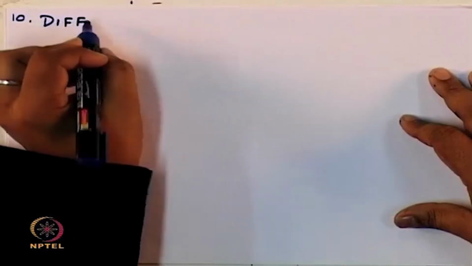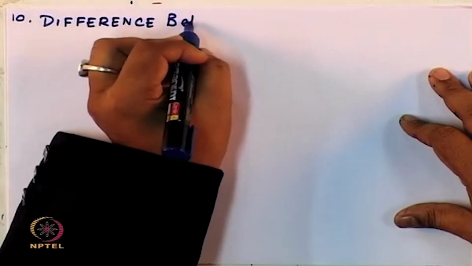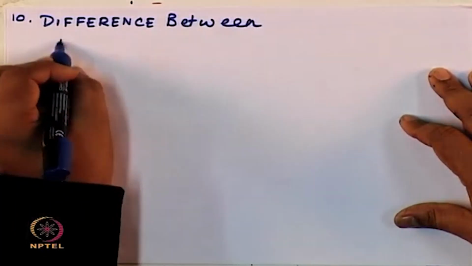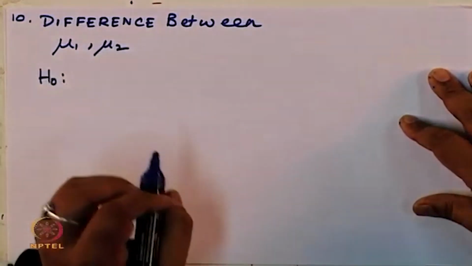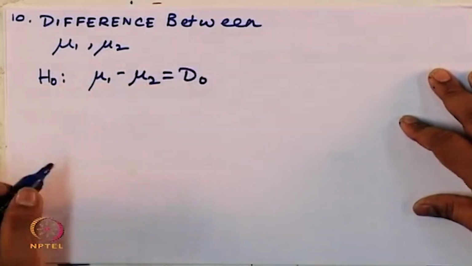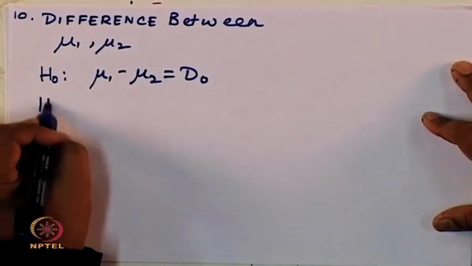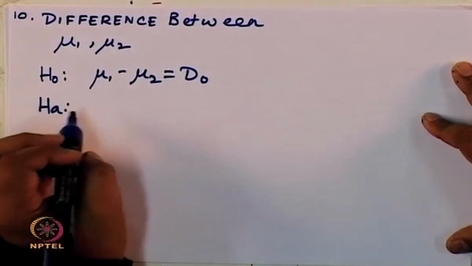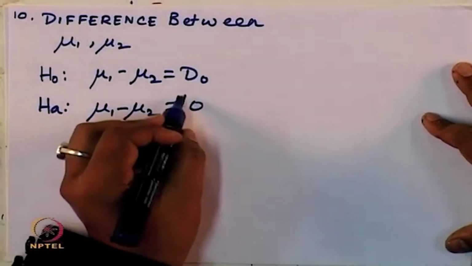Now, let us see for finding out the difference between population means, mu 1 and mu 2. What should be your null hypothesis? Your null hypothesis can be something like mu1 minus mu2 equal to d naught, where d naught is some prescribed value that you control. And your alternate hypothesis, for a two-tailed test, is mu1 minus mu2 not equal to d naught.